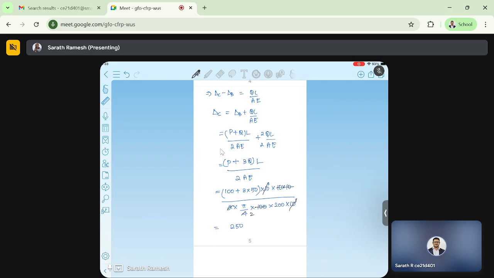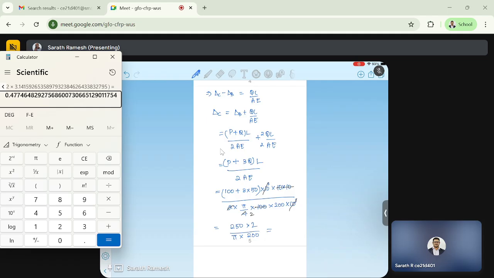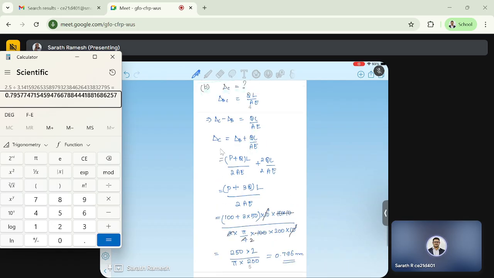1, 2. So this 2 will go up. So pi into 200, right? So this is actually 250 times 2 is 500. 500 by 2 is 2.5. 2.5 divided by pi is, I'm getting 0.796 mm. Okay, so this is delta C.